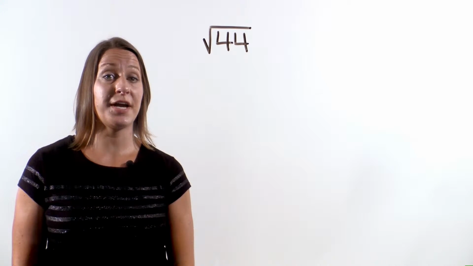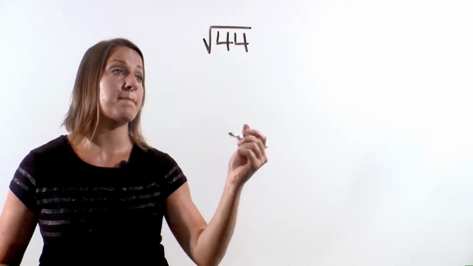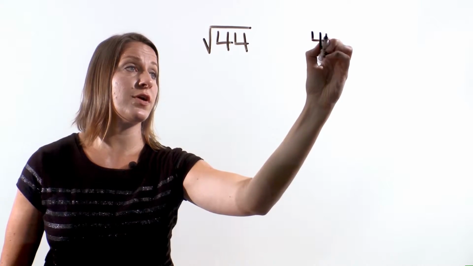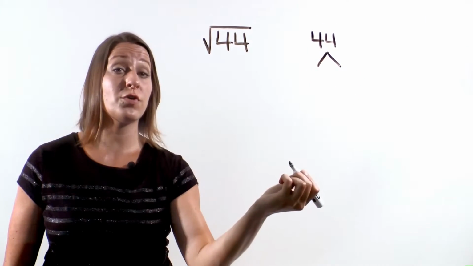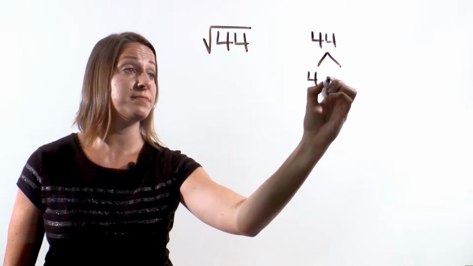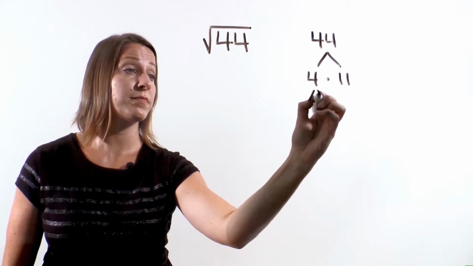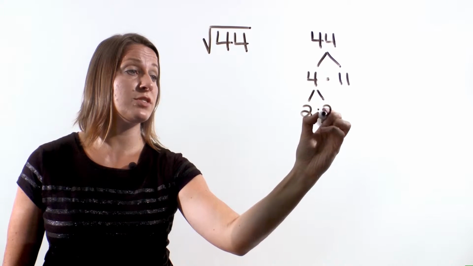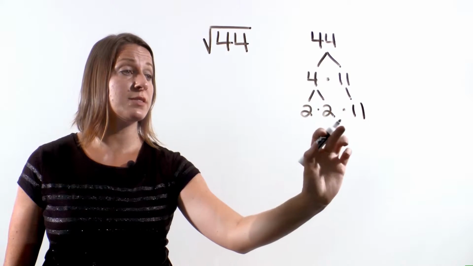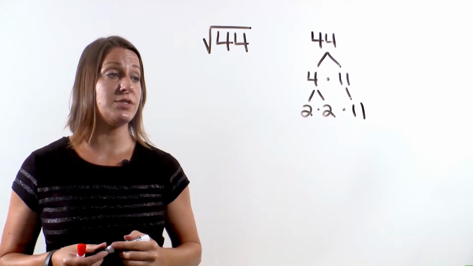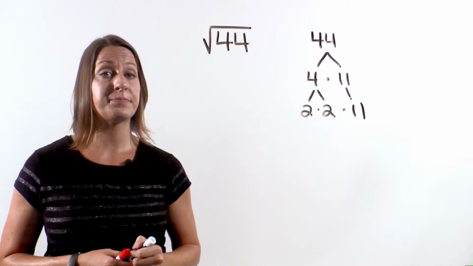Let's try that one more time. What is the square root of 44? Take 44 off to the side and make a factor tree. 44 is 4 times 11. Then we can break apart 4 to 2 times 2, and then bring down our 11. Make sure this bottom line, 2 times 2 times 11, equals our original number.